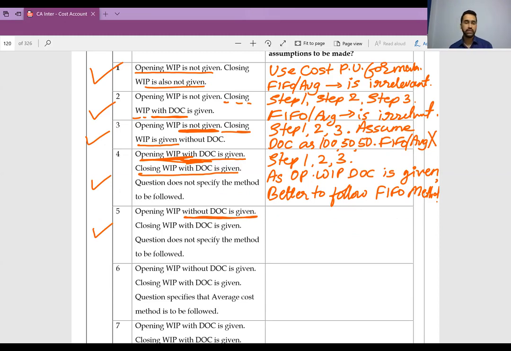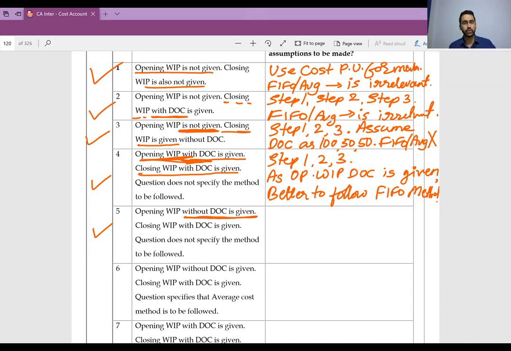Closing WIP with the DOC, that's okay. Question does not specify the method to be followed. Now also, there can be two ways of looking at it. Opening WIP without DOC, and we have discussed in the past also, wherever there is WIP and DOC is not given, you can take 150-50. Now if you take 150-50, you can do it under FIFO because you have the percentages.